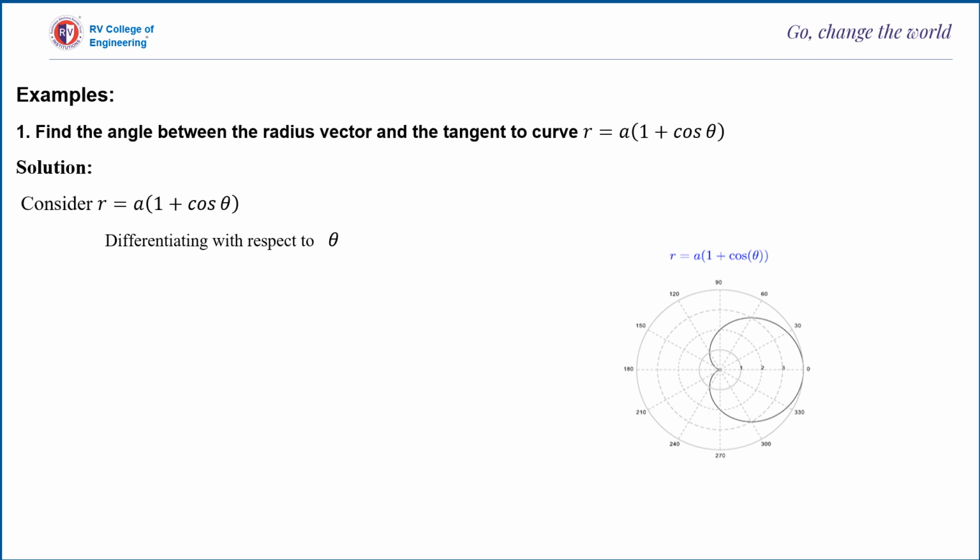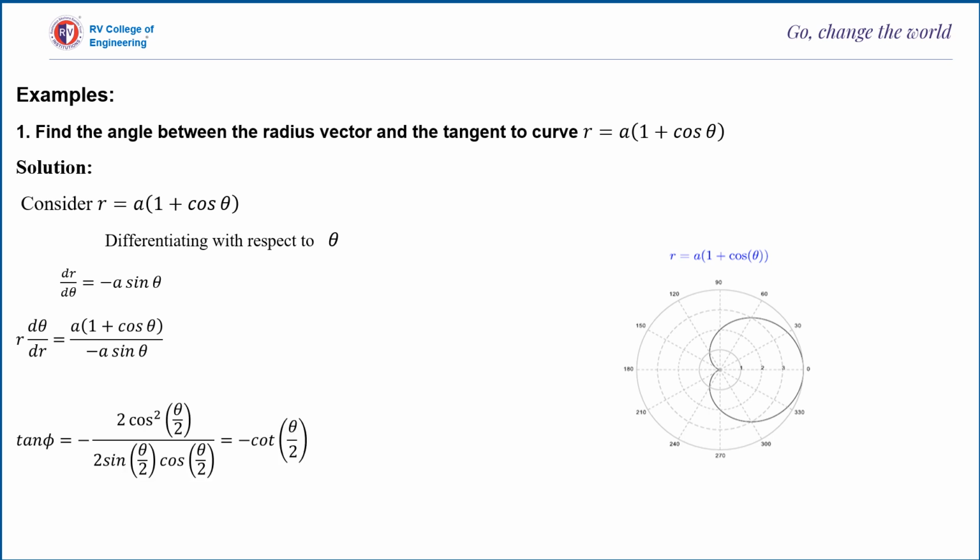Consider the equation r equal to a into 1 plus cos theta. Differentiating with respect to theta, both sides, dr by d theta is equal to minus a sin theta. Taking reciprocal and multiplying by r, both sides, r d theta by dr equal to a into 1 plus cos theta upon minus a sin theta. We all know that r d theta by dr represents tan phi.